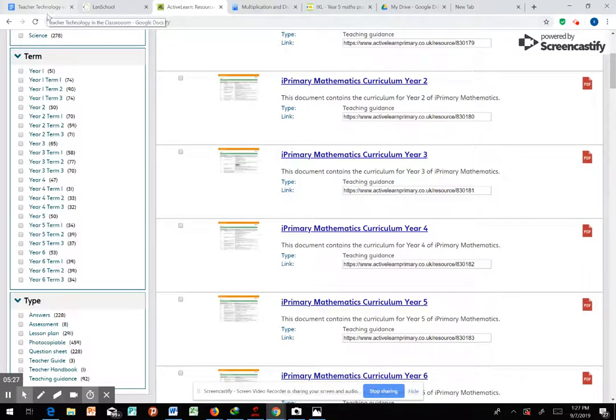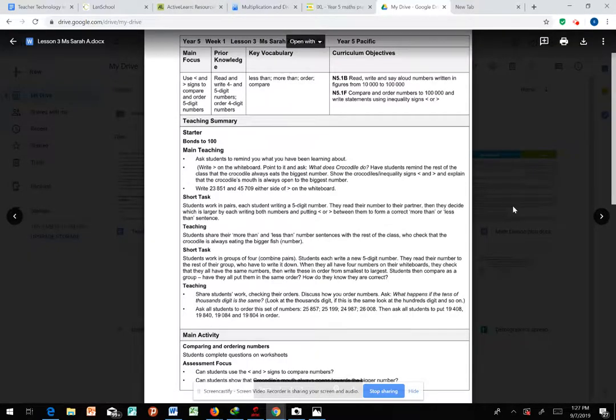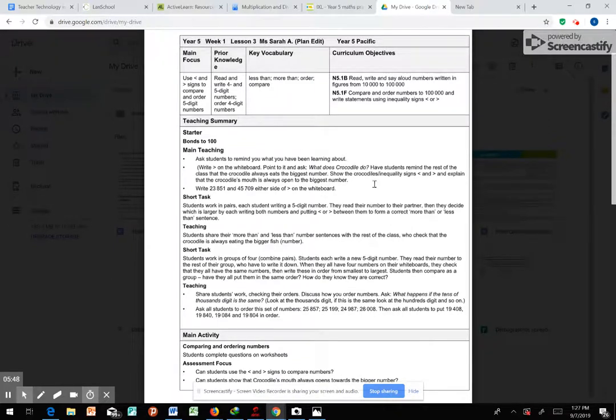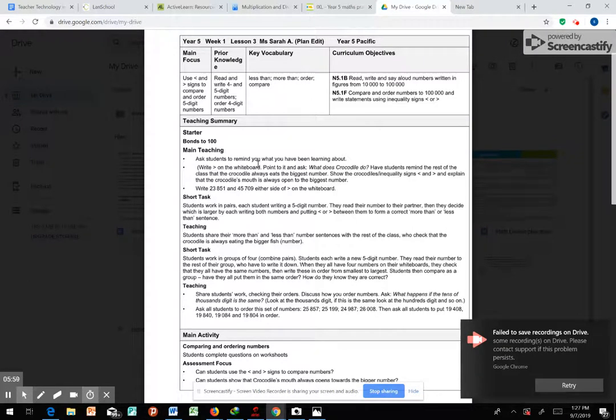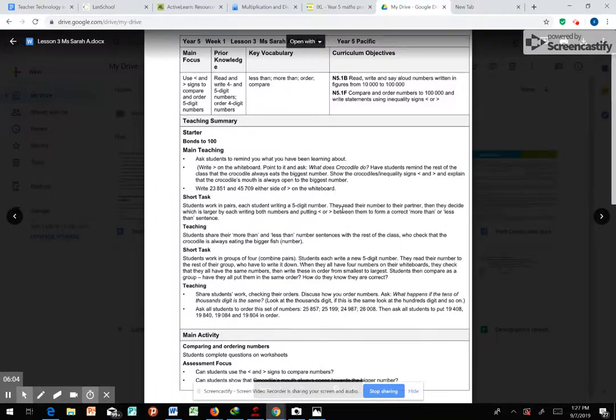So here is a lesson plan that I made using the Active Learn resource. And if you look at it carefully, you will notice that there is almost no room for including technology in the lesson. As you can see, I start with the main and go straight into explaining to the children in the typical traditional lecture form how they will complete their task.